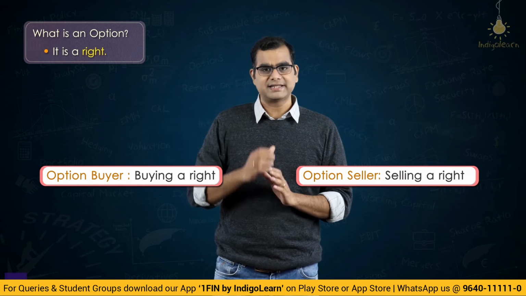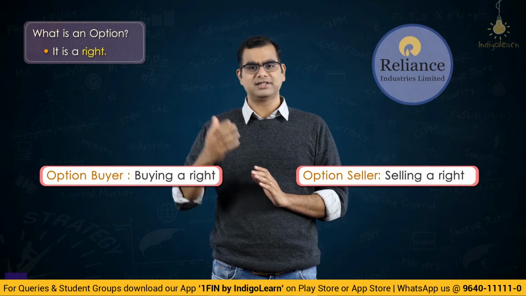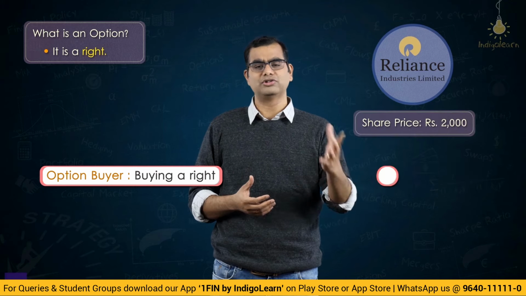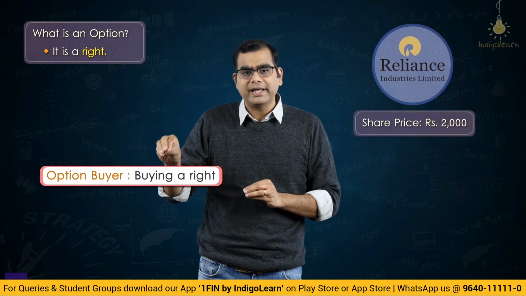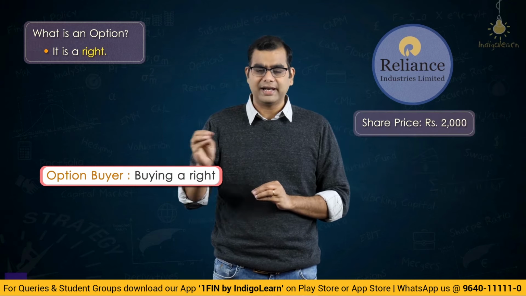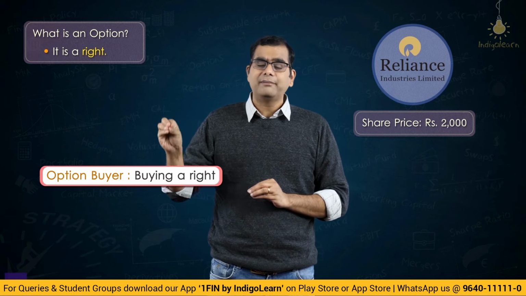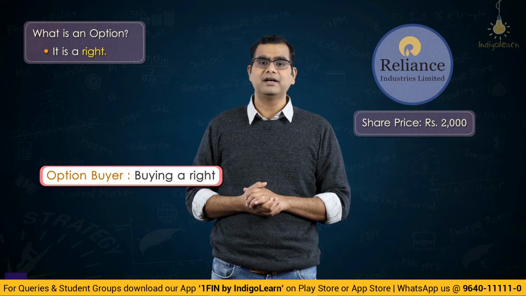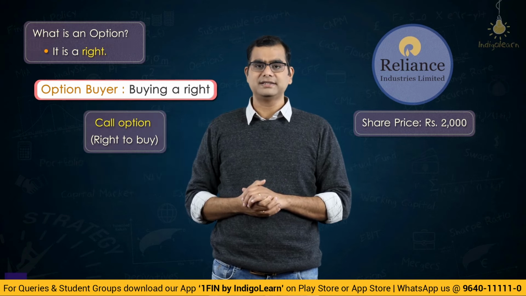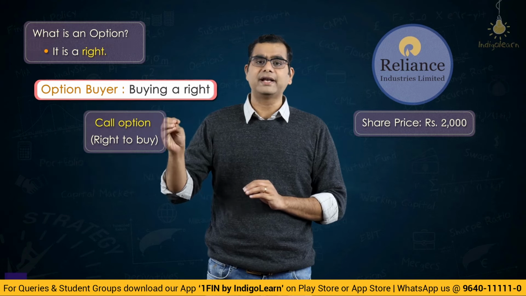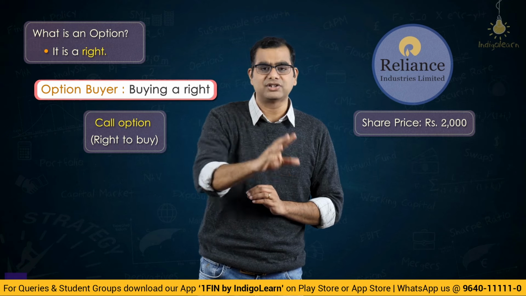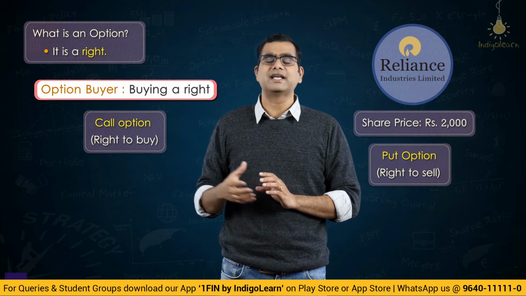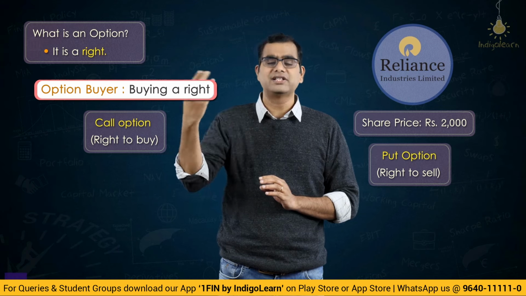Let us take the example of shares of Reliance Industries Limited. Let us say today the share price of Reliance is 2000 rupees. If I am buying a call option on Reliance, it means I am buying a right to buy the shares of Reliance. If I am buying a put option on Reliance, it means I am buying a right to sell the shares of Reliance.